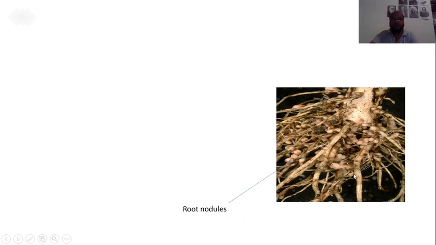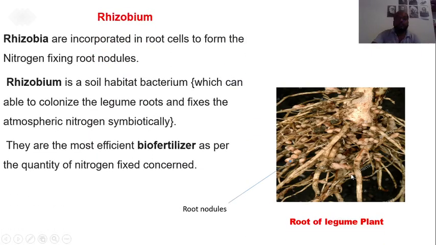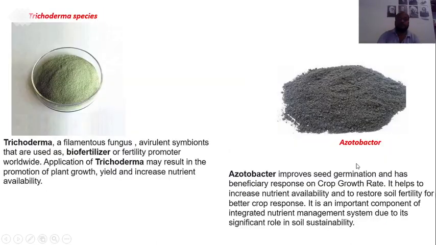The next one is rhizobium. Here the rhizobium is incorporated into root cells to form the nitrogen fixing root nodule. So here the root nodules are there. Rhizobium is a soil borne bacterium, which is able to colonize the legume root and fix atmospheric nitrogen symbiotically. They are the most efficient biofertilizer as far as the quantity of nitrogen fixed is concerned.